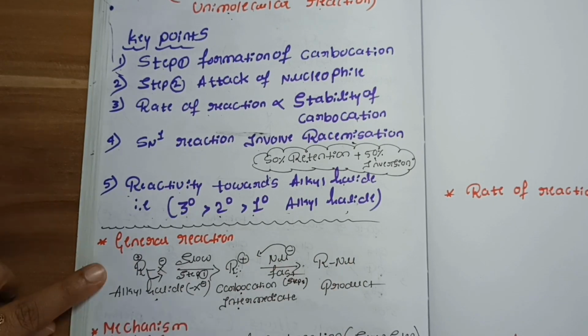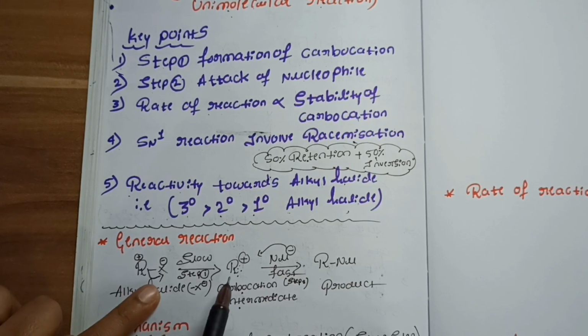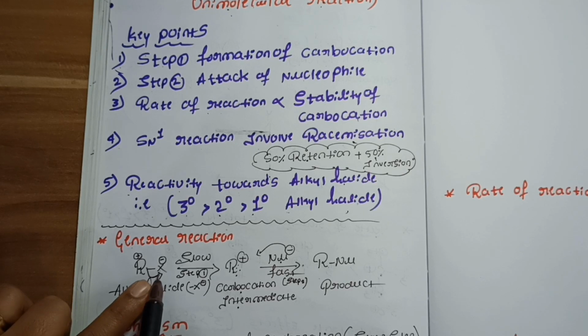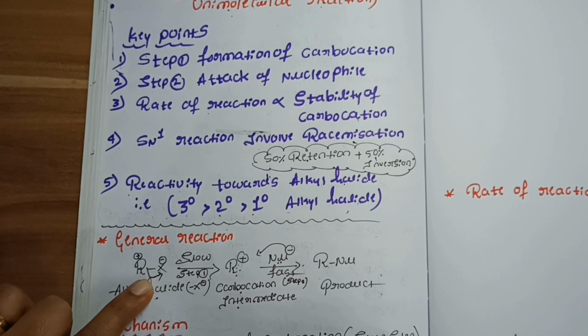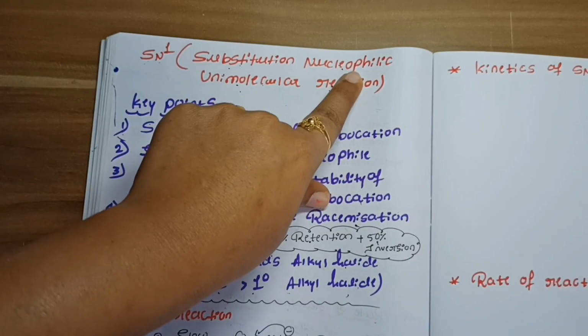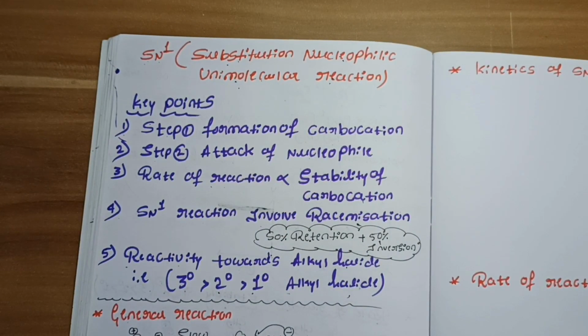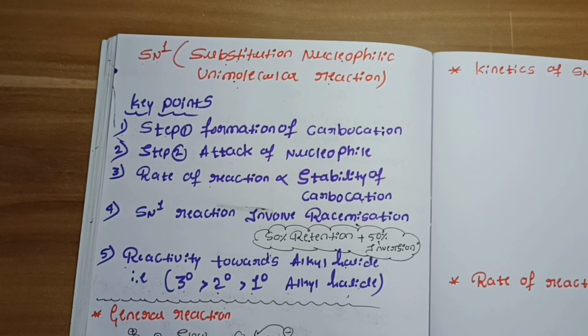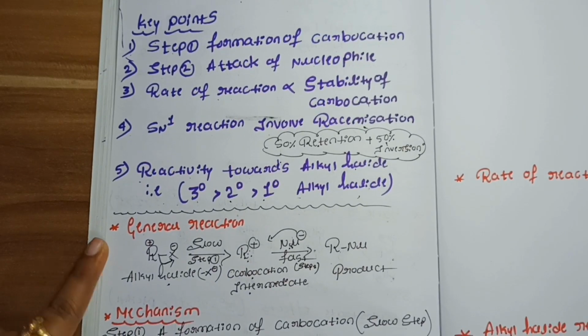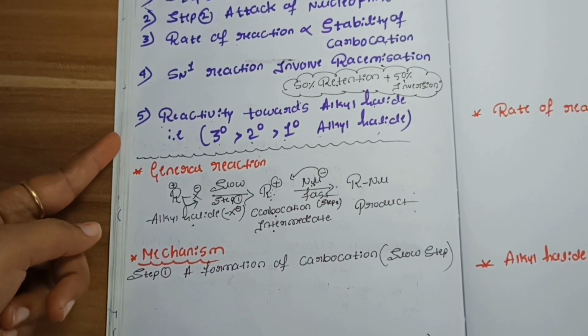Now in this general reaction, the nucleophile is substituting in place of the halogen, the halide group. So that's why we call this reaction a substitution nucleophilic reaction. Means in place of X the nucleophile comes and attacks. So the nucleophile is substituting in place of X, and so we call this reaction a nucleophilic substitution reaction. Now I will explain the next mechanism.